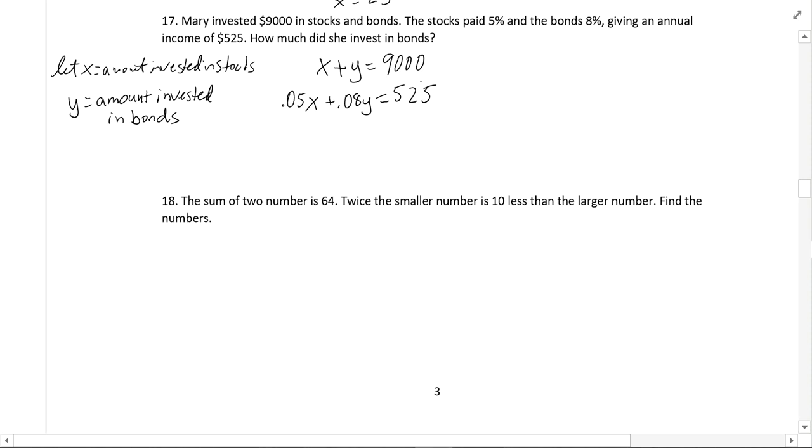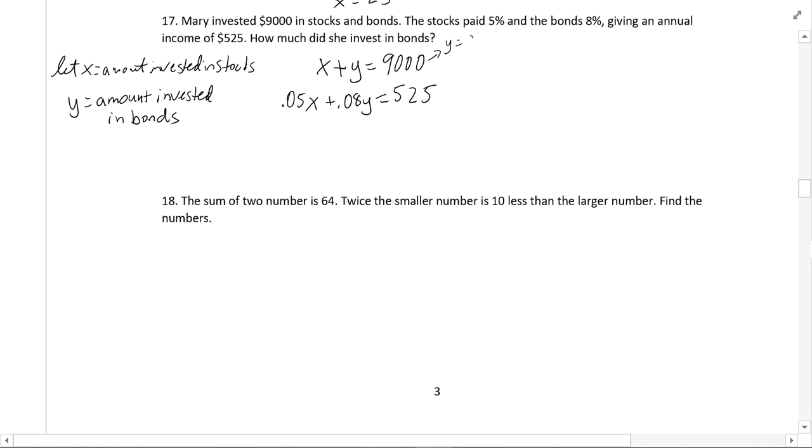Now this type of problem, you could solve it using substitution or elimination because you have two equations with both the X and the Y. You choose whichever one you think is easier. I personally think, for this problem, substitution is easier. So I'm going to get either X or Y by itself. In this case, I'm going to choose to get Y by itself.